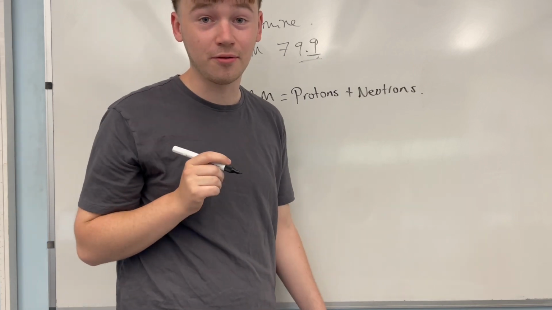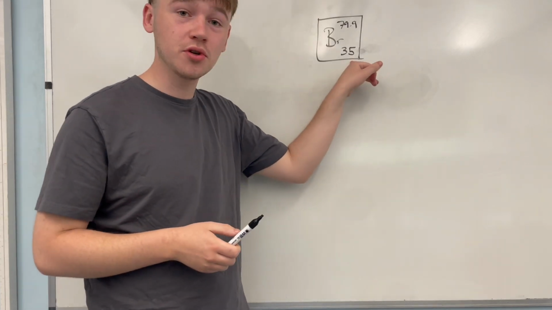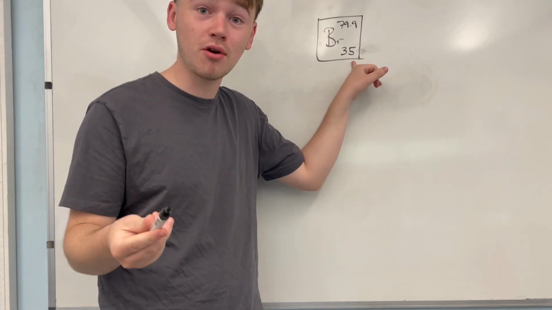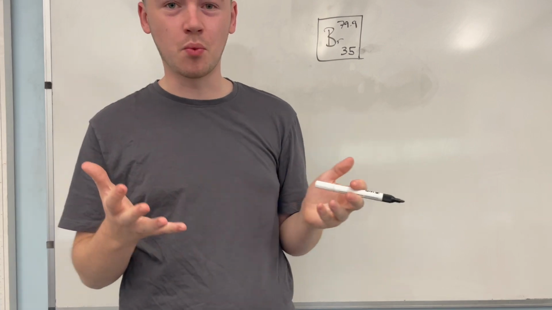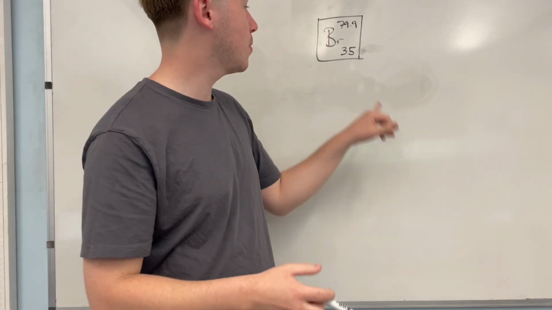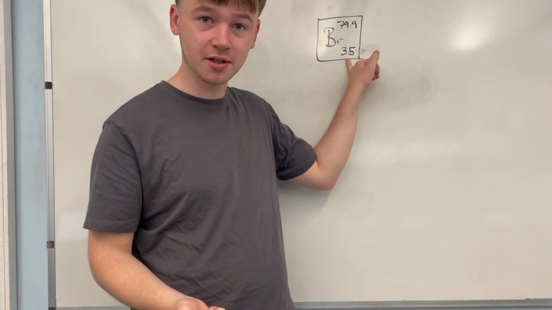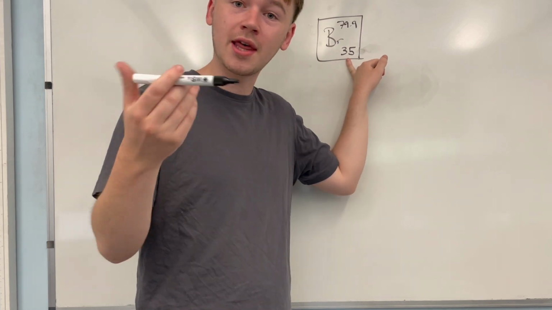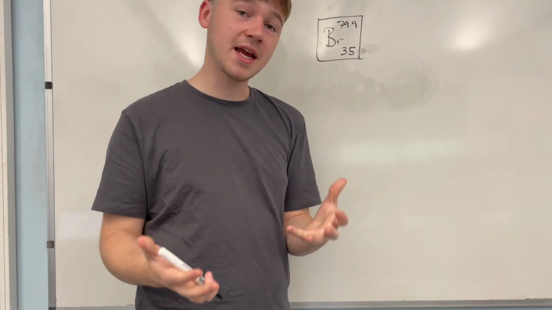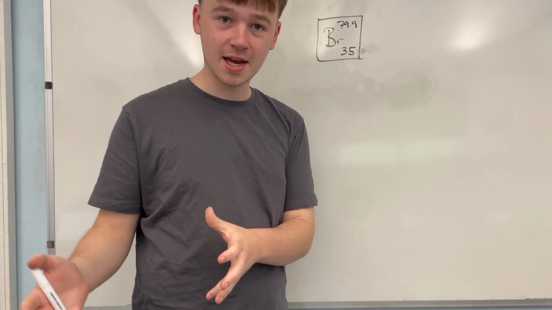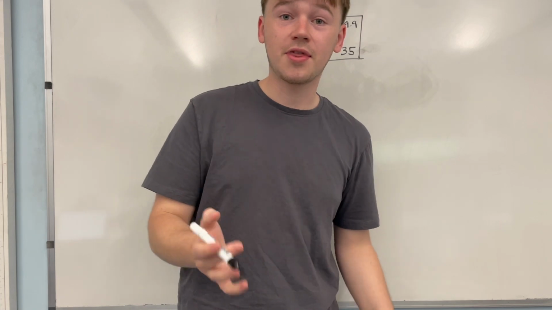Well, let's find out. So we know that we've got our proton number. This is the amount of protons that are in each nucleus. Now protons determine what the element actually is. If we were to have 36 protons, that wouldn't be bromine anymore, that would be krypton. So that is the defining thing that makes each element, okay? But your neutrons, they can change.